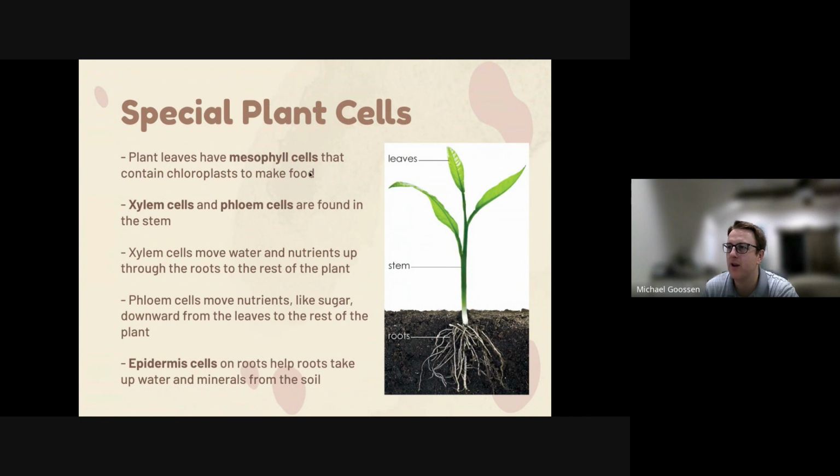The mesophyll cells contain chloroplasts to make fluid in the leaves. Xylem and phloem cells are found in the stem, and they help move stuff up and down. And the epidermis cells on the root take up water and minerals from the soil. So they all have different important jobs.